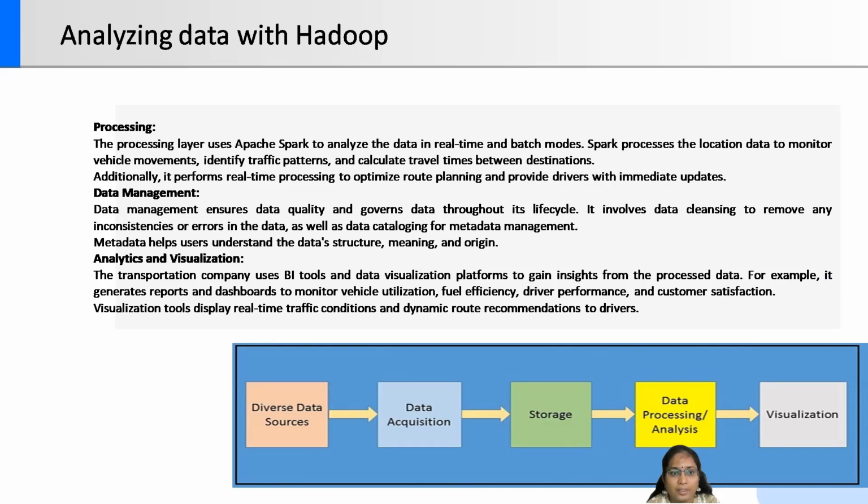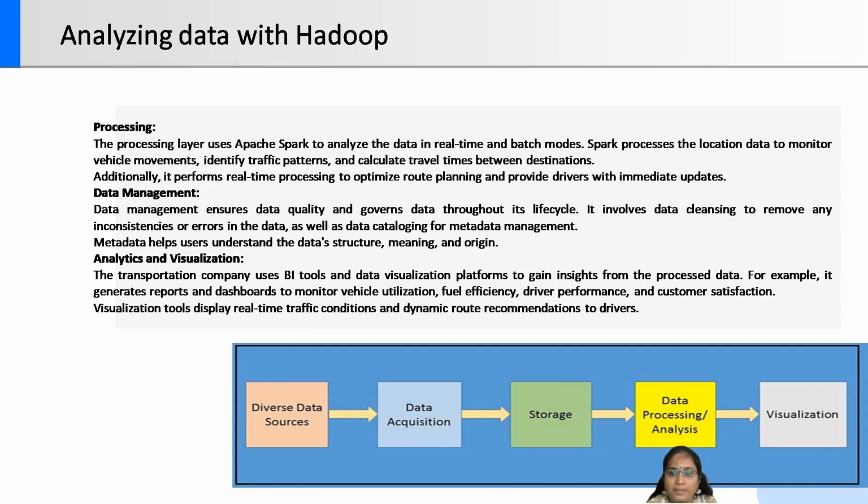Once the data is processed, the next step is data management. It mainly ensures data quality and covers data through its life cycle. Any inconsistency or error in the data, it helps to clean the data. And to understand the structure and meaning of the data, we use metadata.